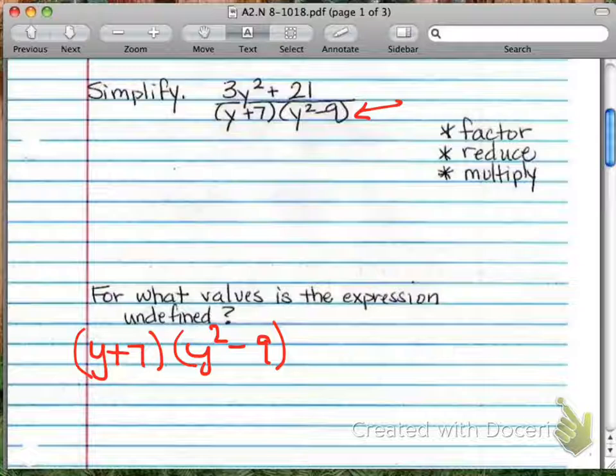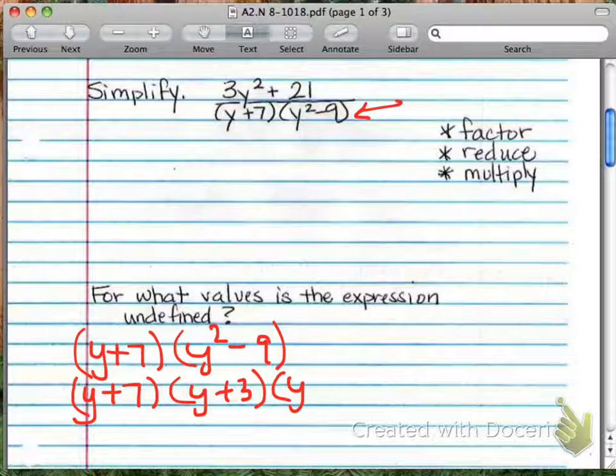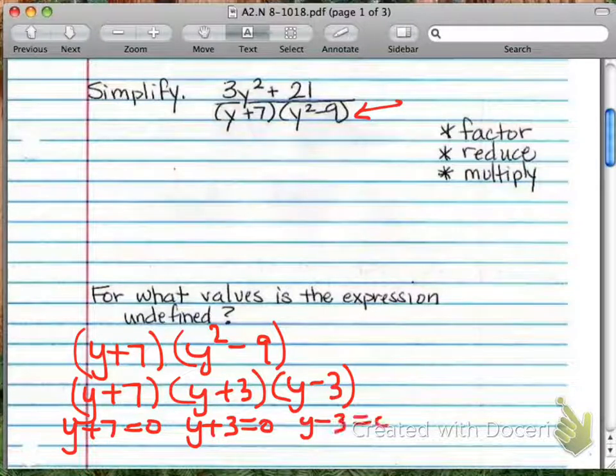Now, somewhere I've got to find the values of y that are going to make the denominator what? 0, right? So, with that being said, I can go back and factor it out again, which we already did, so we don't have to worry about the work. It's y plus 7 times y plus 3, y minus 3, right? So then what am I going to do with all those? Yeah, just that simple. Set them all equal to 0. So y plus 7 equals 0, y plus 3 equals 0, and y minus 3 equals 0.